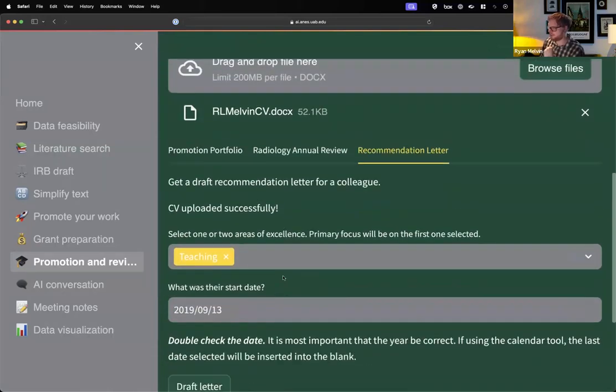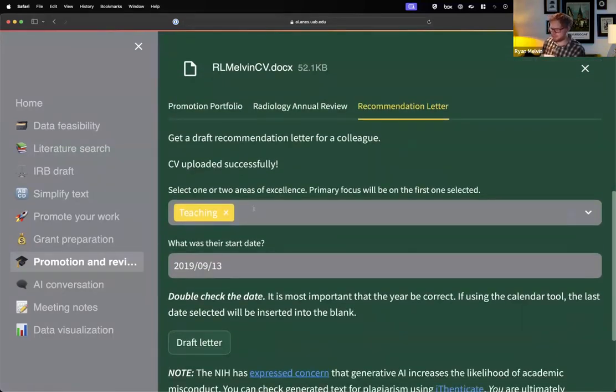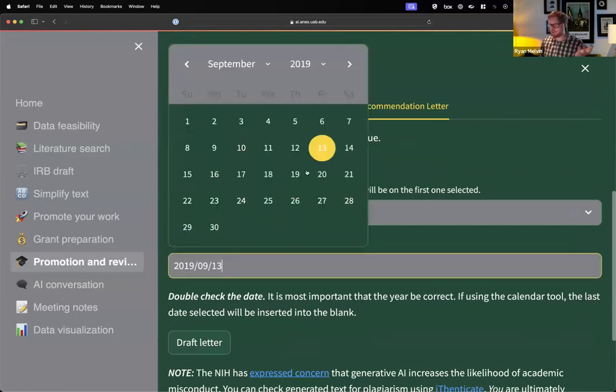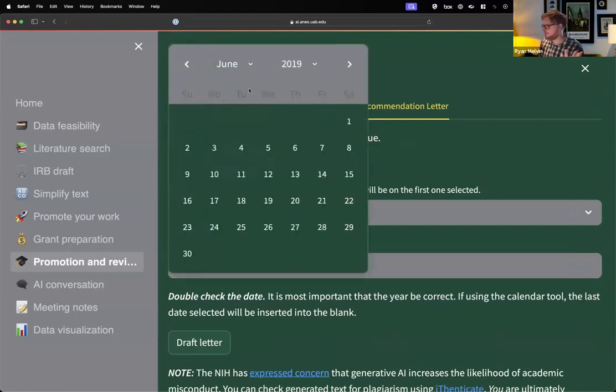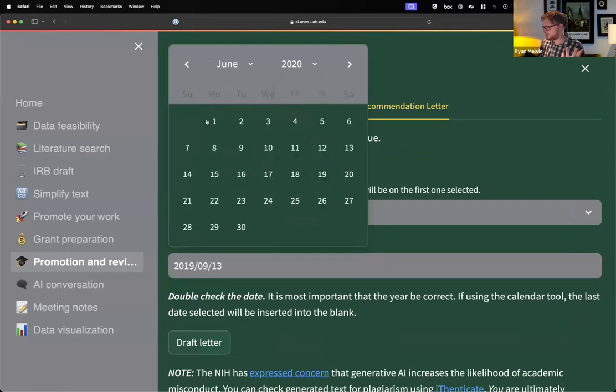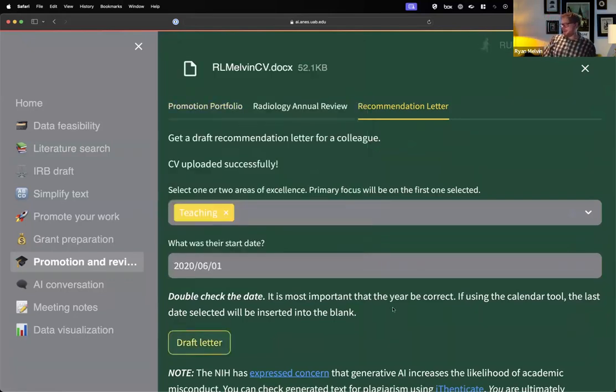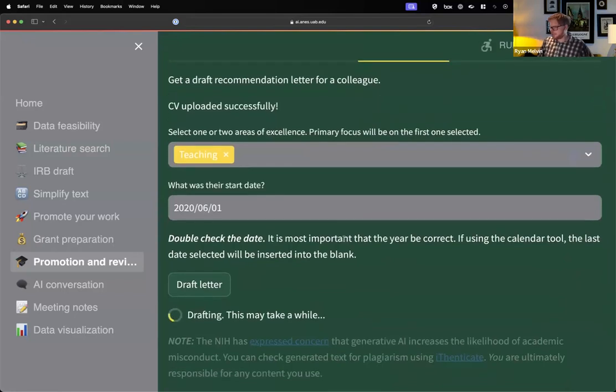And so I put in my CV. Recently, I went up for promotion for teaching. So hopefully you all think I'm doing a good job. Otherwise, you know, we're putting to shame the promotion committee. And it will draft the recommendation letter. As you might expect, it's a little bit vanilla and it won't know about your personal experiences with this person. And so you will have to edit it.